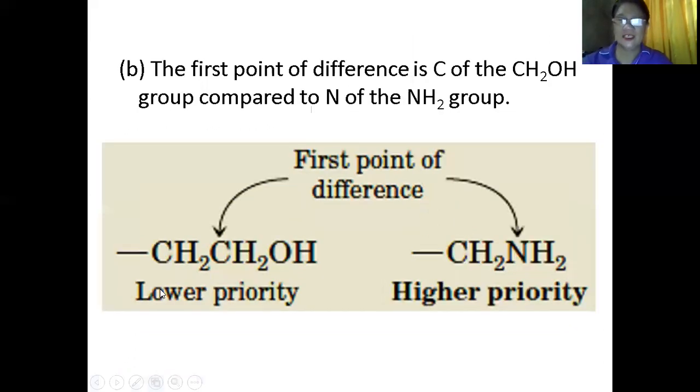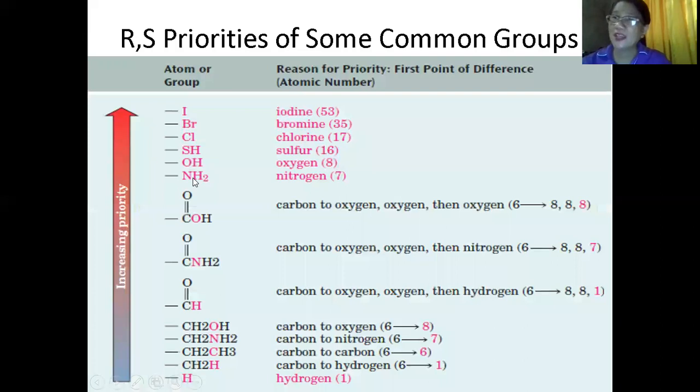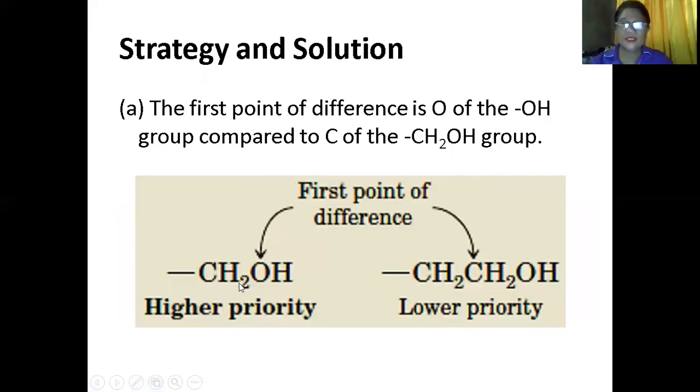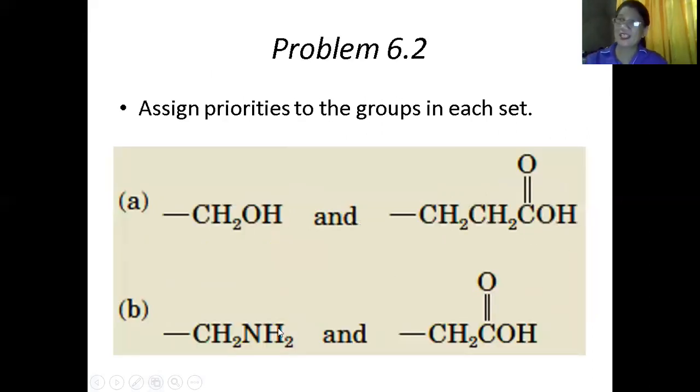How about this one? This is CH, followed by CH2. This is your CH2, followed by this. Take a look at our NH2. It has higher priority compared with this one. So this is lower priority, and this is higher priority. So you are going to assign here which will have higher priority. This one or this one?